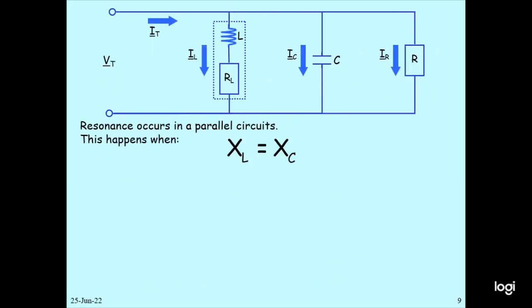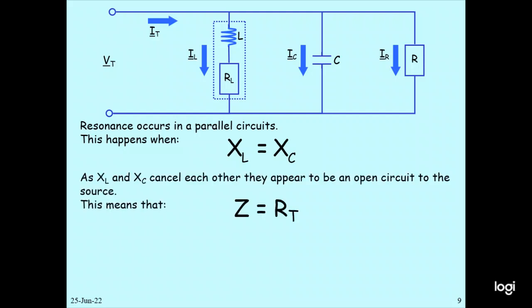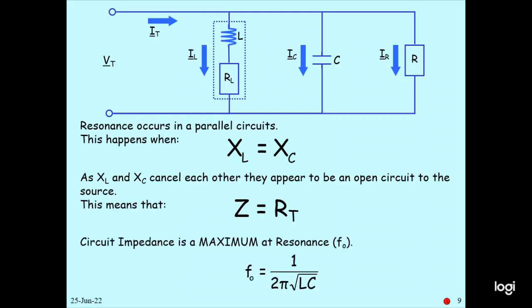And then resonance in the parallel circuit. In this case, this happens when the inductive and capacitive reactances are equivalent. So in this case, IT is equal to zero, as the inductive and capacitive currents cancel each other and appear to be an open circuit to the source. This means that when resonance happens, impedance Z is equal to RT. So the circuit impedance is at its maximum at the resonance frequency F0. F0 is 1 over 2 pi square root of LC.